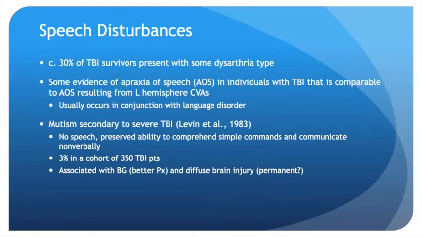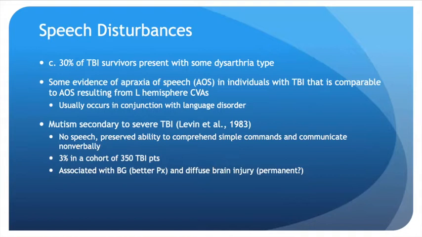Of TBI survivors have some type of a speech disturbance, some type of a dysarthria. And there is some evidence of apraxia of speech in individuals with TBI that is comparable to apraxia of speech resulting from left hemisphere strokes. However, this usually co-occurs with a language disorder.